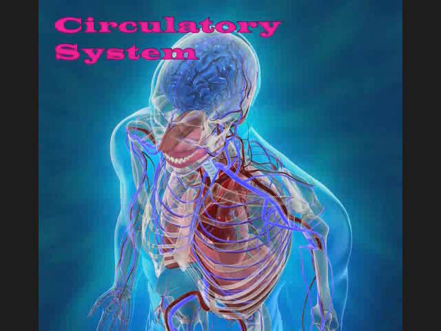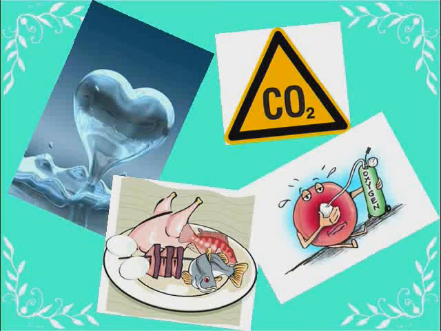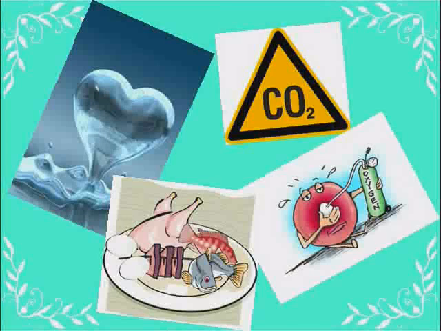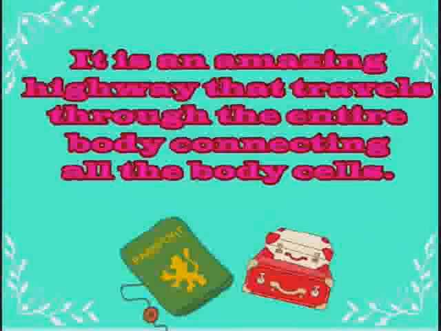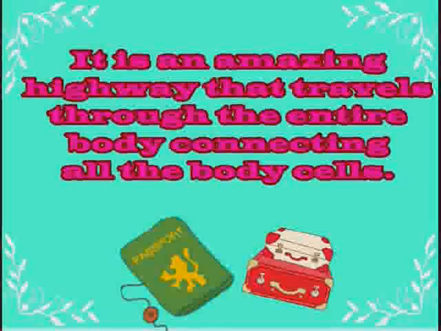The circulatory system is responsible for transporting materials throughout the entire body. It transports nutrients, water, and oxygen to your billions of body cells and carries away wastes such as carbon dioxide that body cells produce. It is an amazing highway that travels through your entire body, connecting all your body cells.